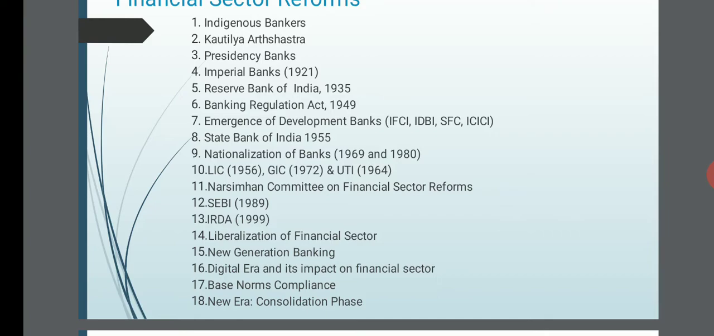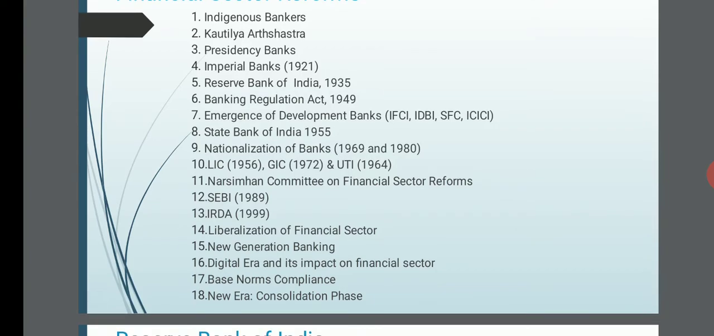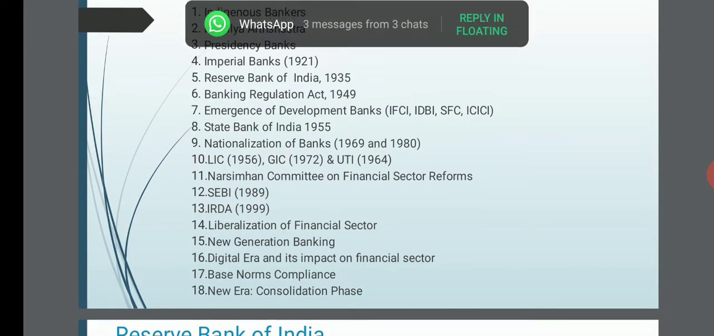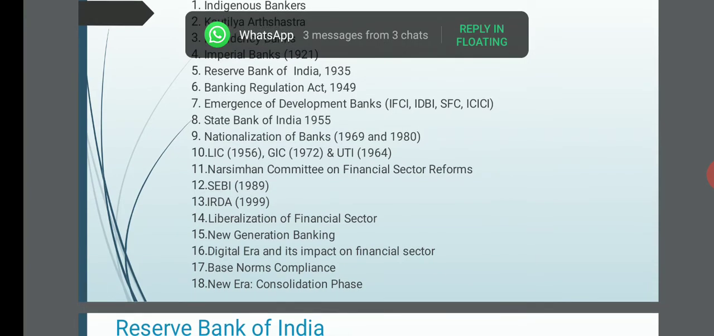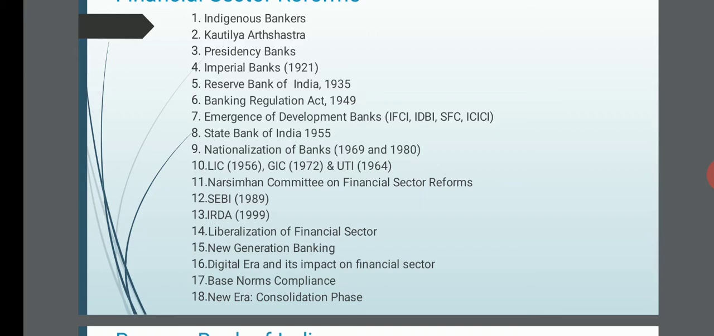Then nationalization of banks took place in 1969 and 1980, and banks which were not nationalized before were nationalized and converted to government banks. LIC came in 1956, General Insurance Corporation in 1972, and UTI in 1964 to drive the investment avenues in our country. The Narasimhan Committee on Financial Sector Reforms recommended various measures to modernize the banking sector in India. SEBI was formed in 1989 to regulate the capital market in India.